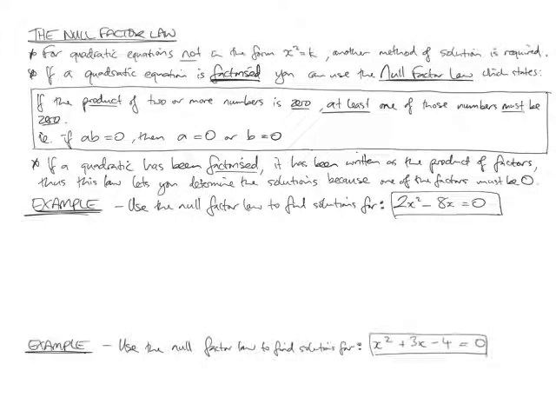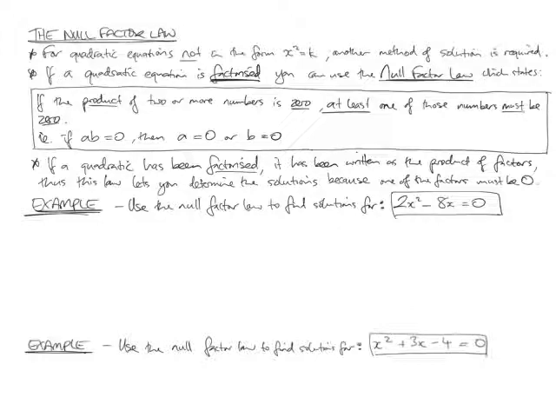So, in our last video we looked at solving quadratic equations in the form x squared is equal to a number, but if your quadratic equation is not in that form, you need another way to find the solution. Now, if you get a quadratic equation and you factorize it, you can use the Null Factor Law. And the Null Factor Law states that if the product of two or more numbers is 0, at least one of those numbers has to be 0.